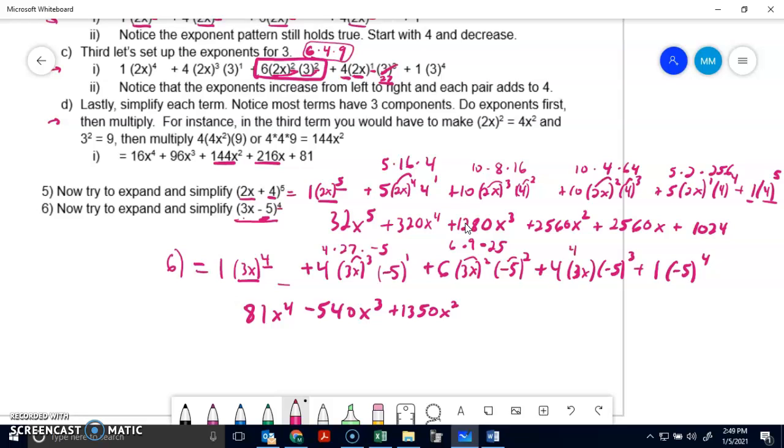And then here I have a 4 times 3 times negative 5 to the third, which is negative 125. It's an odd exponent, so make sure there's a negative here, and the sign's going to be negative on this term. And that comes out as 1500. So minus 1500x, and then negative 5 to the fourth. And of course, negative 5 is going to be positive when it's raised to an even power like 4, so it's positive 625. And that would be the final answer.